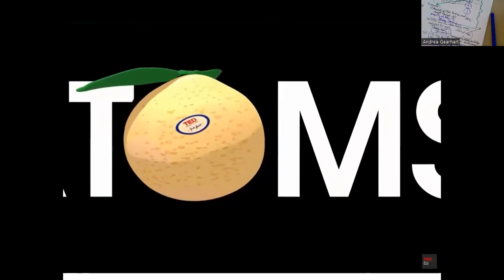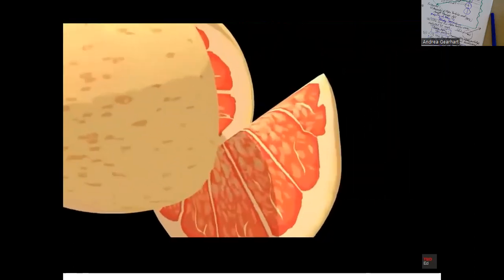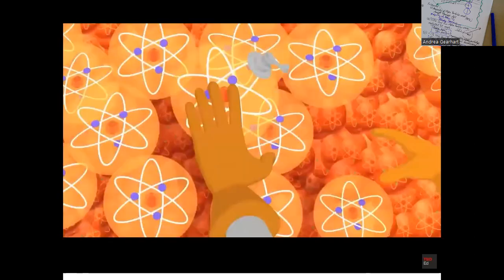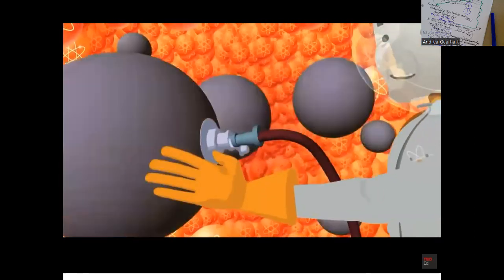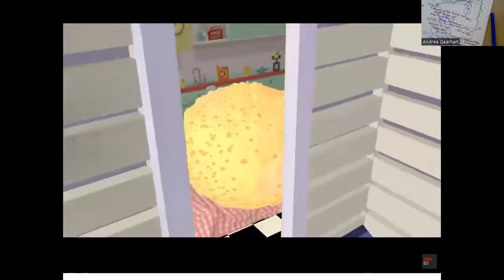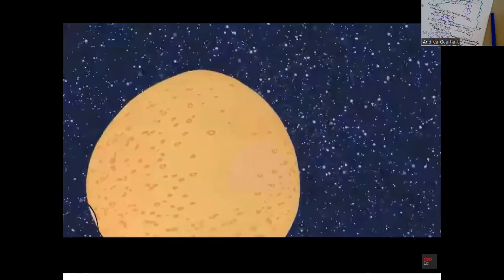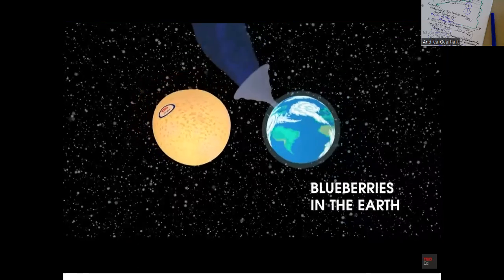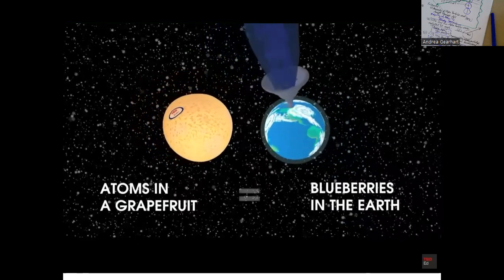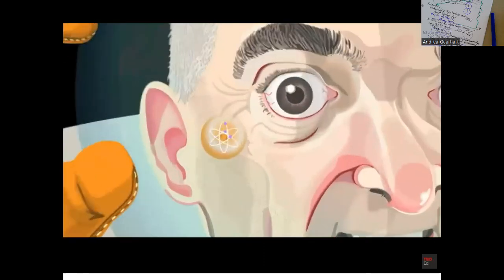Well, let's assume that the grapefruit is made up of only nitrogen atoms, which isn't at all true, but there are nitrogen atoms in the grapefruit. To help you visualize this, let's blow up each of the atoms to the size of a blueberry. And then how big would the grapefruit have to be? It would have to be the same size as the Earth. That's crazy. You mean to say that if I filled the Earth with blueberries, I would have the same number of nitrogen atoms as a grapefruit? That's right. So how big is the atom? It's really, really small. And you know what? It gets even more crazy.